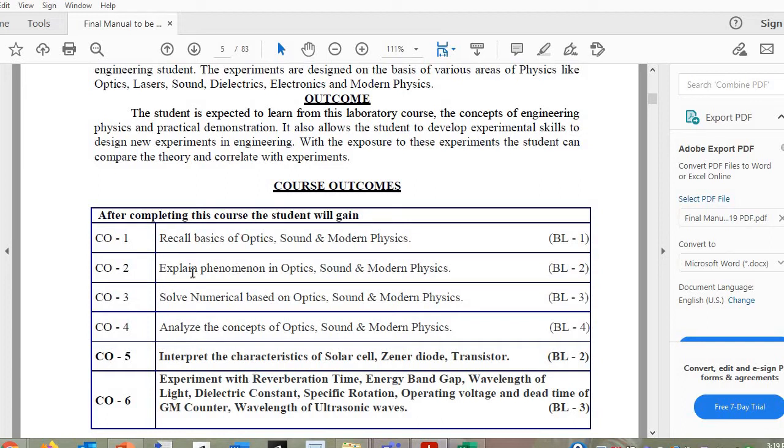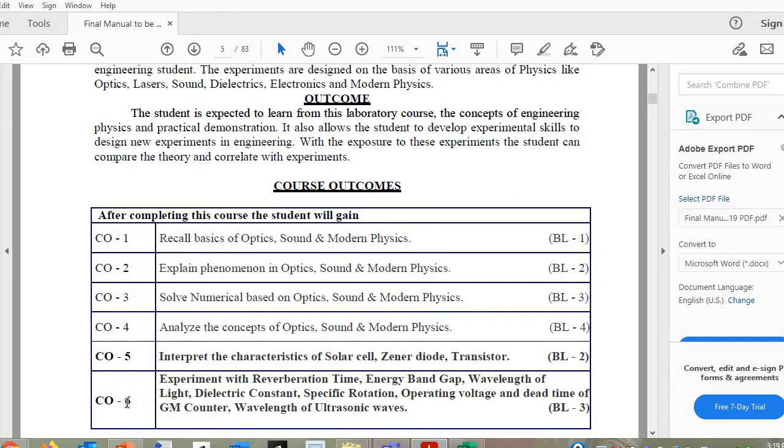In those 6 statements, the first 4: recall basics of optics, sound and modern physics, CO1. Then CO2, explain phenomena in optics, sound and modern physics. CO3, solve numericals based on optics, sound and modern physics. CO4, analyze the concepts of optics, sound and modern physics. These 4 COs are related to theory.